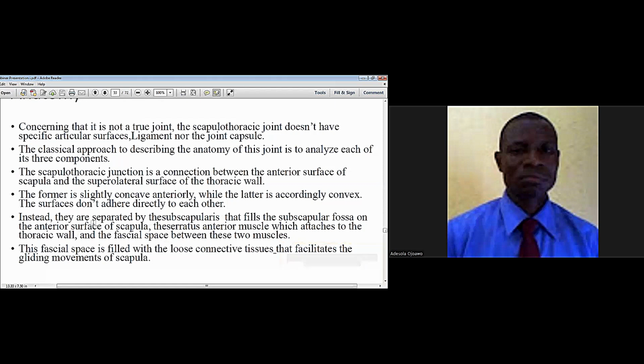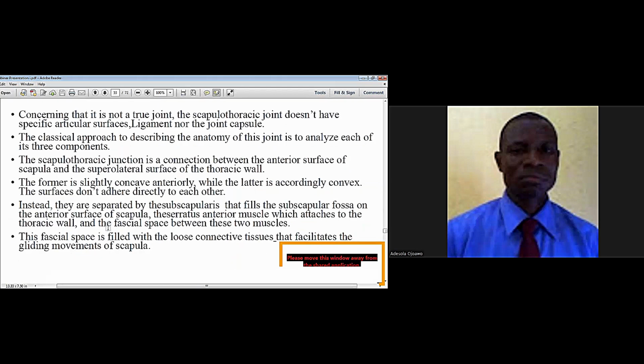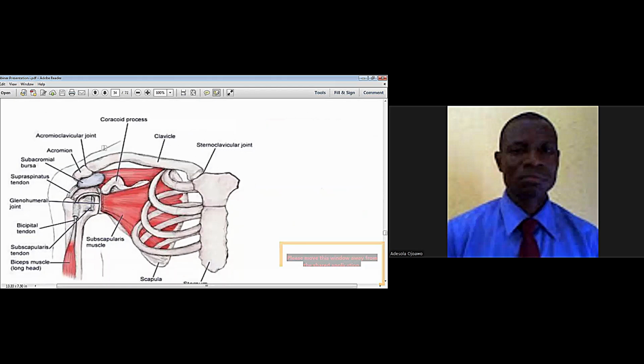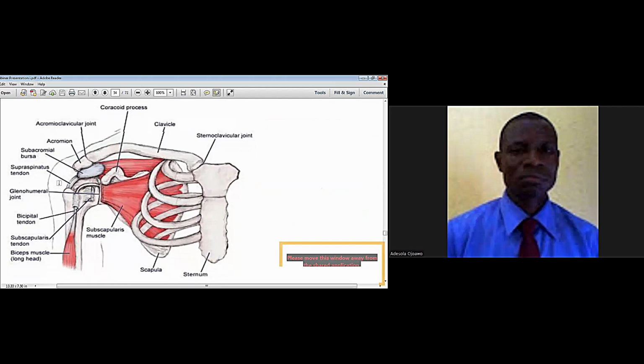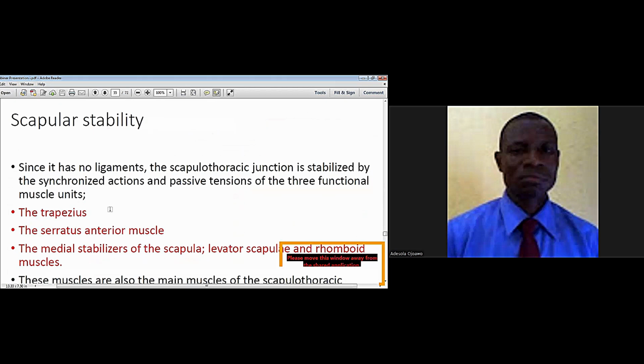So those are the structures that hold the joint together. This fascia is filled with loose tissue that facilitates the gliding movement of the scapula. I try to put this picture here as well to show the supraspinatus, the coracoid bone, and some of the structures inside that make the joint useful, at least for us. By virtue of the need for scapular stability, that's why the trapezius is useful, the serratus anterior is useful, and then we have the medial stabilizers of the scapula.